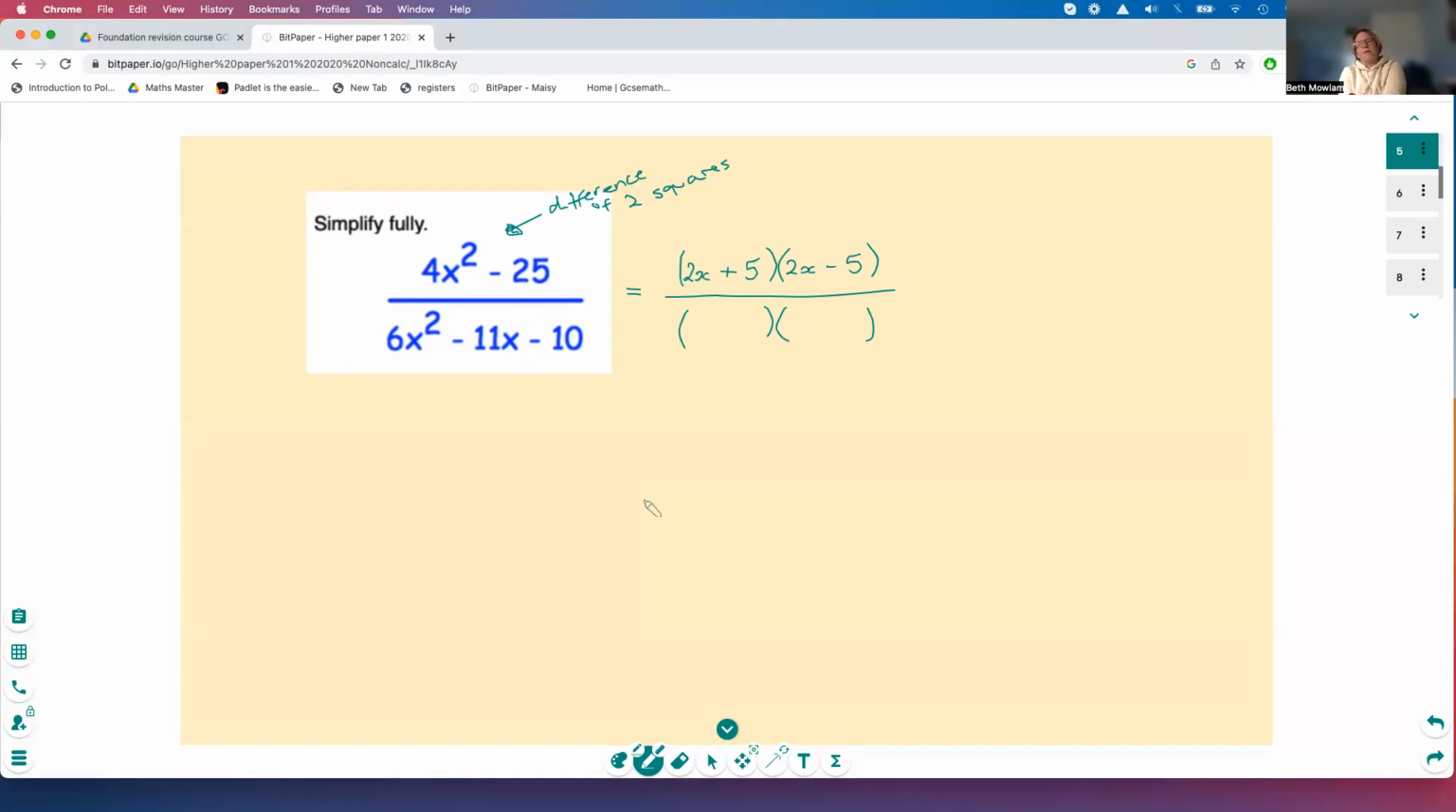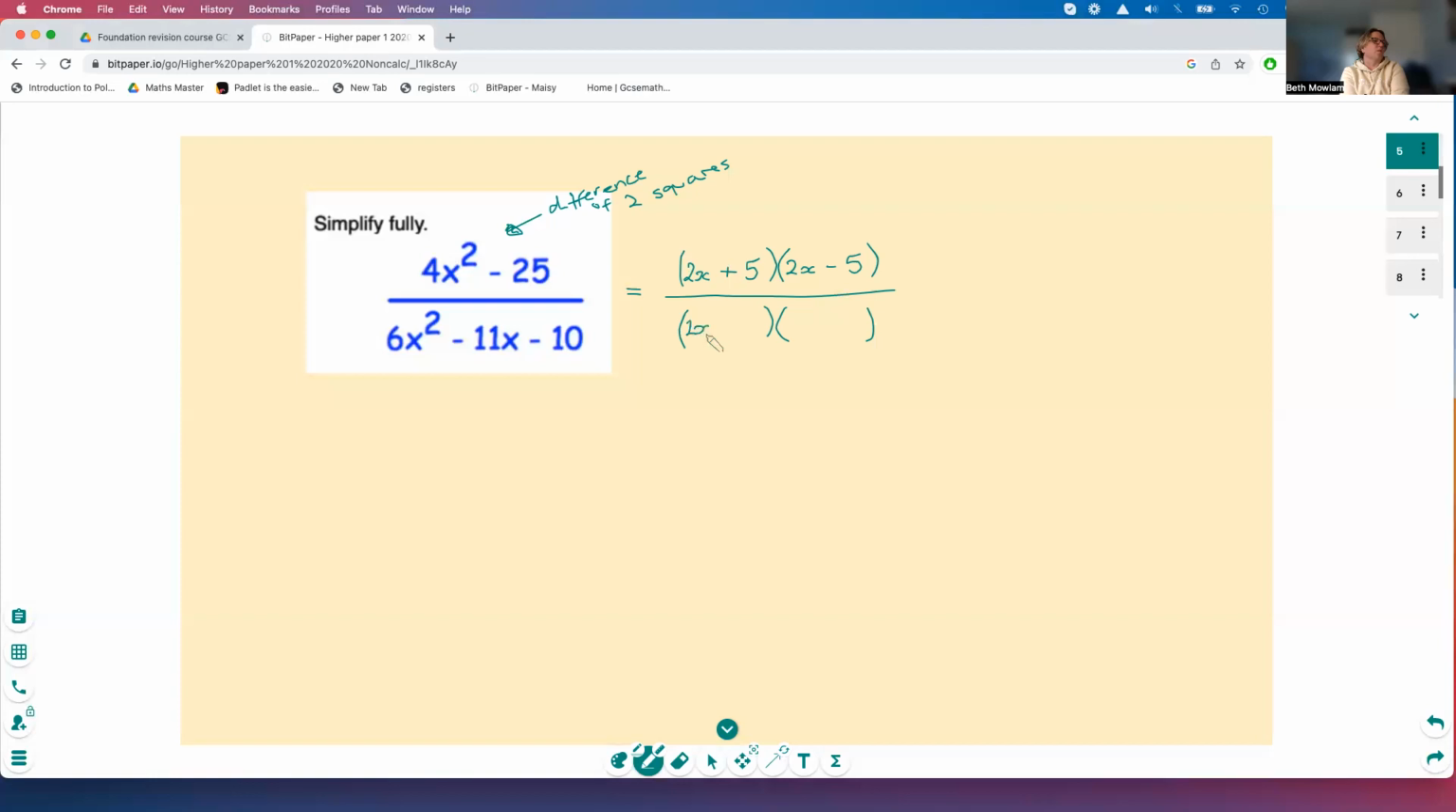Now, the reason we did that one first is because that's the easier of the two. The second one, we have to be able to multiply to make 6x squared. Now, if we just started with that, we could have had x and 6x, we could have 2x and 3x. A couple of different options there, and then we'd have had to think about the other numbers. Now, because we've done the top first, we know that one of the factors has to match.